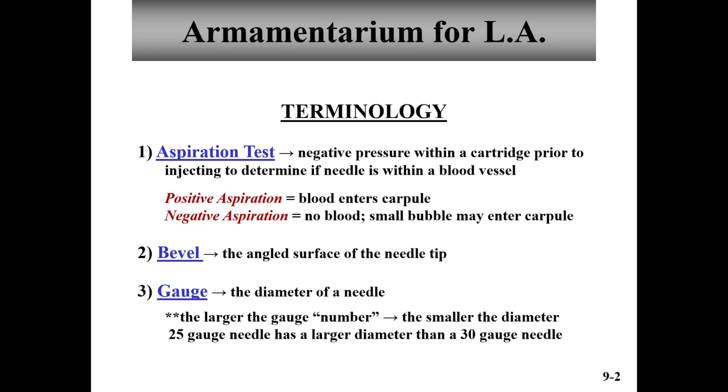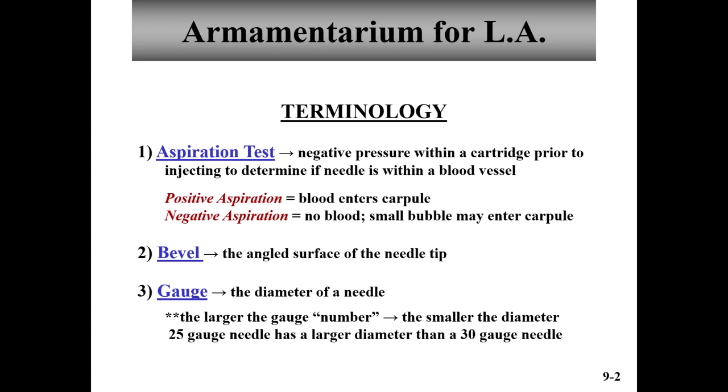What we want to do when we perform that aspiration test is we want it to be negative, because we don't want to put local anesthetic directly into a blood vessel. So if you get a positive aspiration, you're simply going to move the needle backward just a little bit, about 1 millimeter. These vessels are pretty small. So you back up just a little bit and you'll aspirate again.